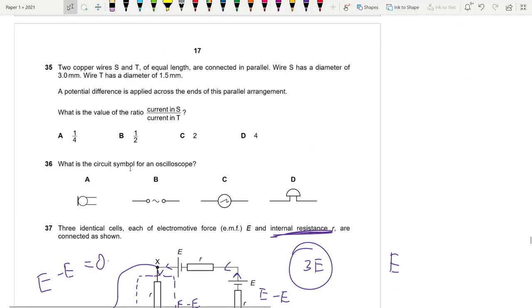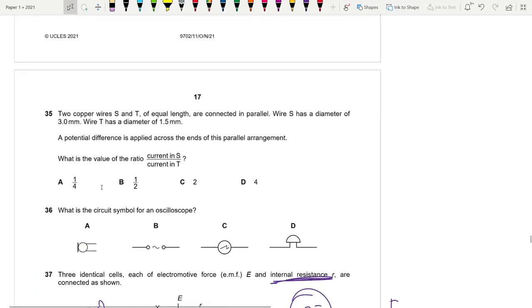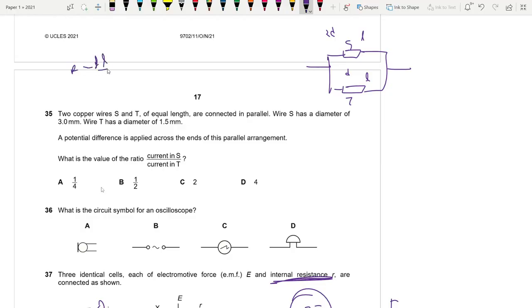Two copper wires, S and T, of equal length are connected in parallel. Wire S has a diameter of 3 millimeters. Wire T has a diameter of 1.5 millimeters. A potential difference is applied across the terminals of this parallel arrangement. So we have two wires S and T over here. They're connected in parallel. They have the same length, but S has a diameter of 2d while T has a diameter of d. So we know that R is equal to rho L by A. They're of the same material, right?